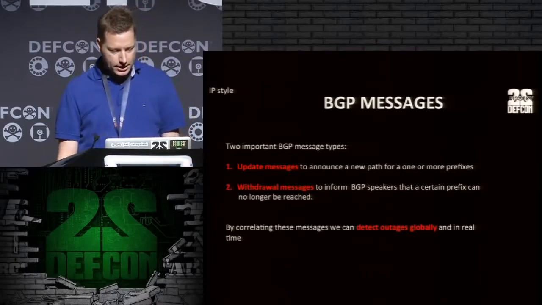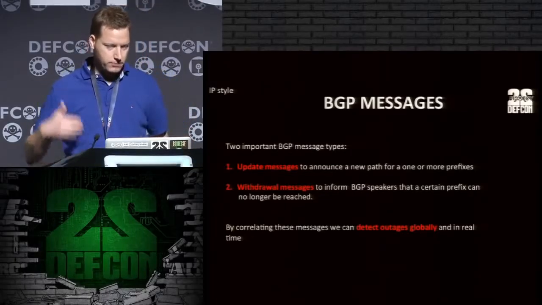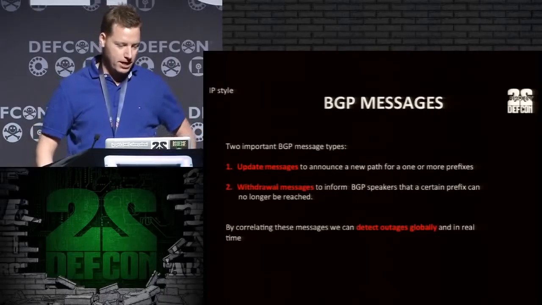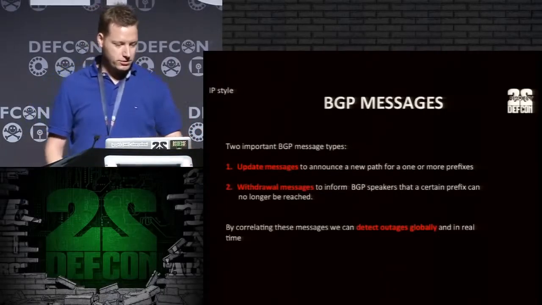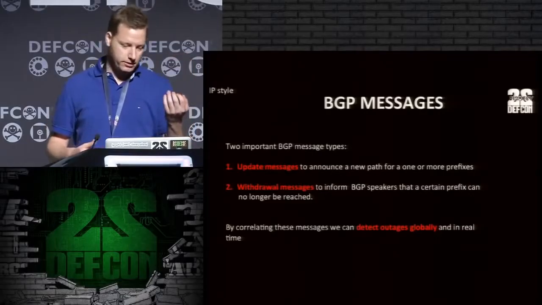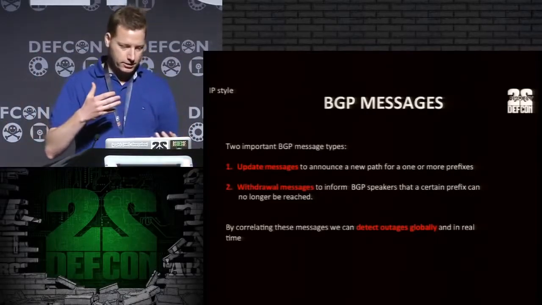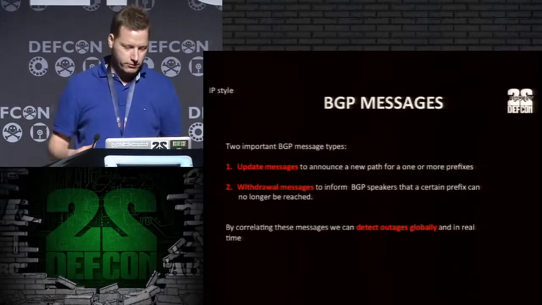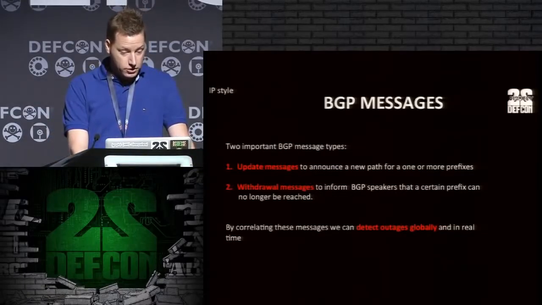How does that work? How do they get that? You can look at update messages and withdrawal messages. Those are sort of the two main BGP messages. And I'm not going to go into detail, but basically if you look at a withdrawal, then the prefix is unreachable, and then an hour later there's an update. And you do that from hundreds of routers at the same time, and then you basically correlate when there's an outage. So that's what we did.